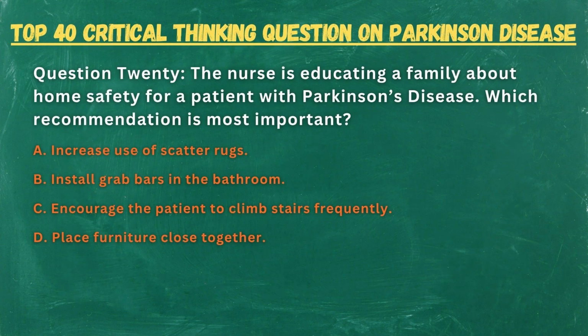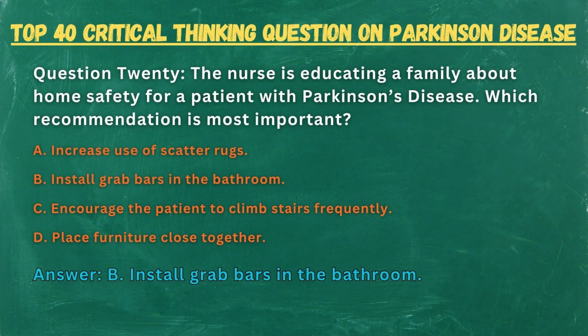Question 20. The nurse is educating a family about home safety for a patient with Parkinson's disease. Which recommendation is most important? A. Increase use of scatter rugs. B. Install grab bars in the bathroom. C. Encourage the patient to climb stairs frequently. D. Place furniture close together. Answer: B. Install grab bars in the bathroom.